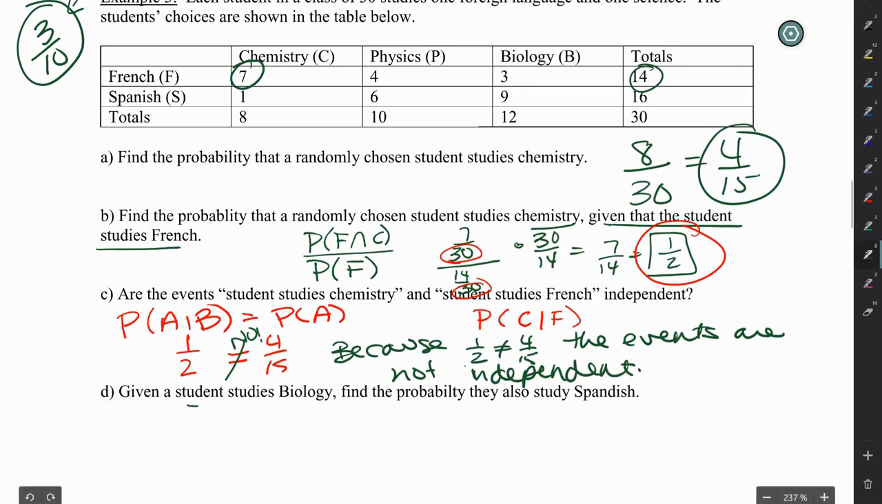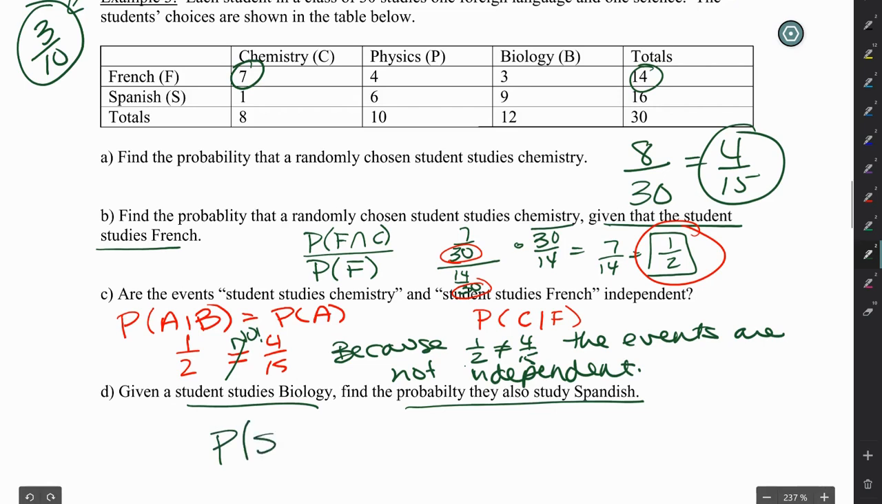Given a student studies biology, find the probability they also study Spanish. So I would like you to pause the video, try this one on your own, and then come back and see if you got the correct answer.